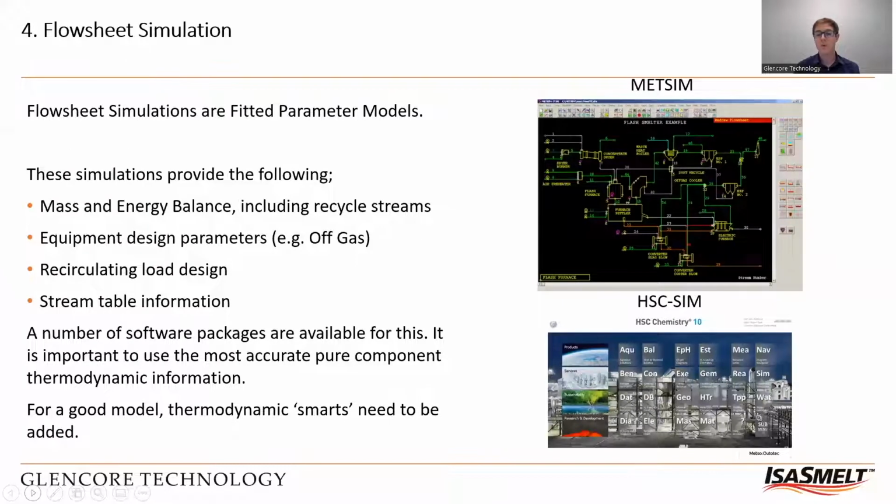Then lastly, once we've got all the information, so we've characterized our feed, our products, we understand the pilot and the full-scale plant, how those run, we've got the thermodynamic information to really fine-tune our designs, our models, understand our minor elements. We then build a flowsheet simulation. So flowsheet simulations are fitted parameter models. What this means is that all the information, everything here, you have to specify. And that's why you have to go through all that effort to get really good data information there.